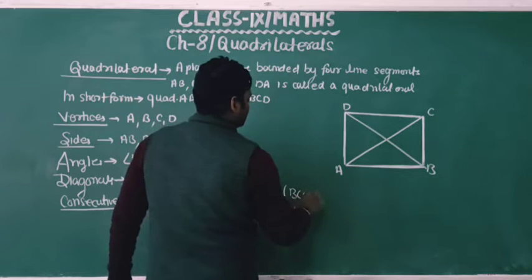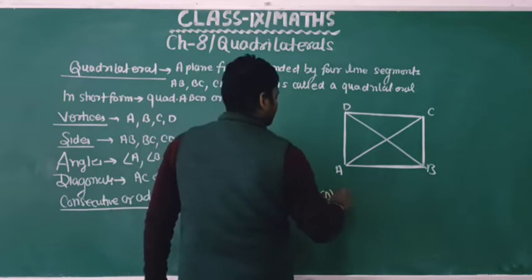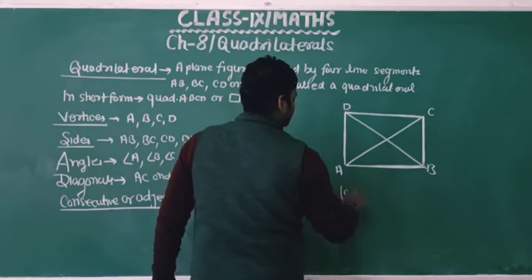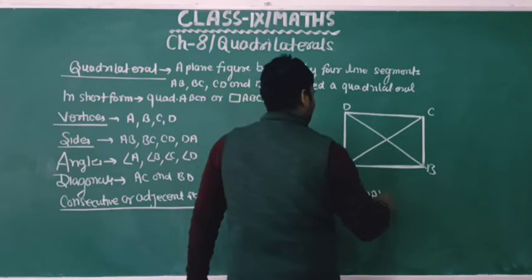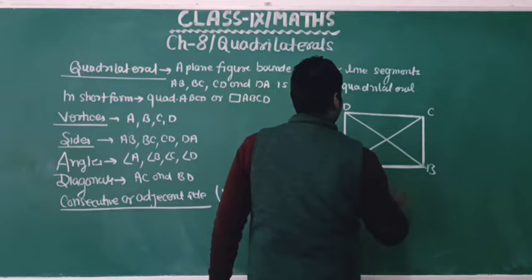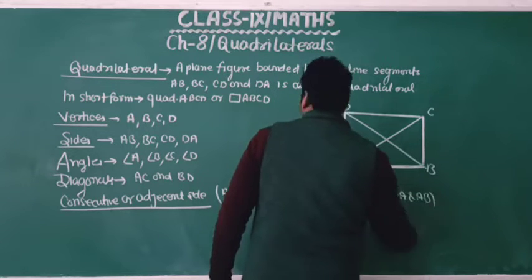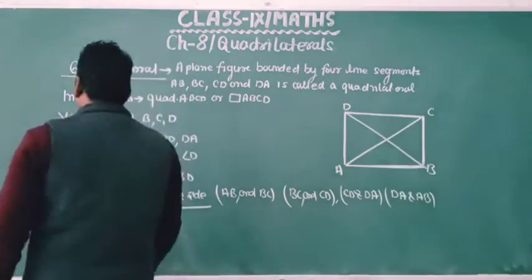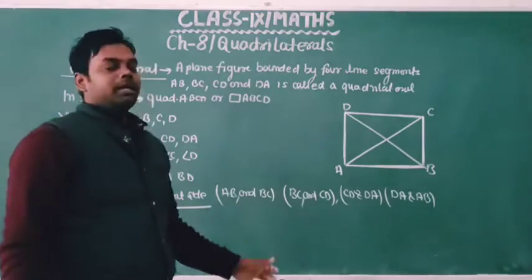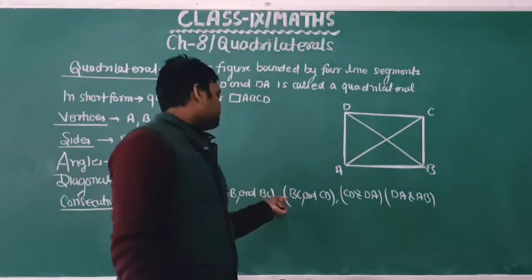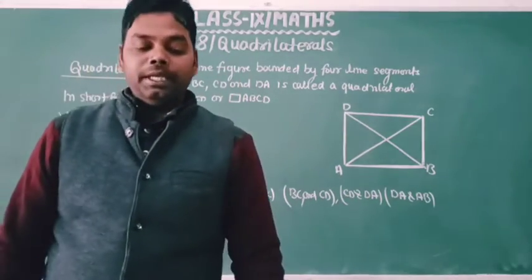Next, BC and CD. Next, CD and DA. Fourth, DA and AB. So we have four pairs of consecutive or adjacent sides of a quadrilateral: AB, BC; BC, CD; CD, DA; and DA, AB.